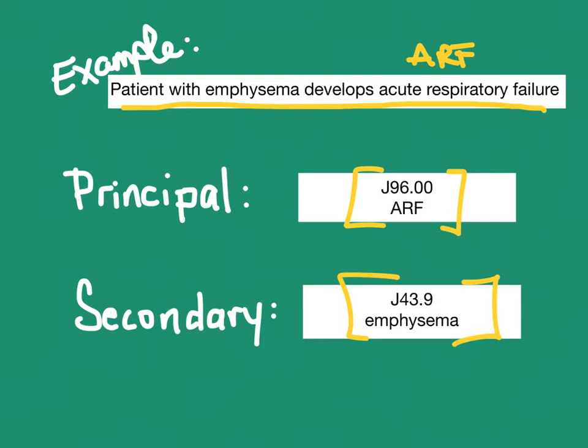So remember how in past discussions we referenced chapter-specific coding guidelines in the front of your CM code book? Well, acute respiratory failure is another one of those conditions that is referenced specifically within the guidelines. So again, take a look at those guidelines each week before you begin a new chapter of coding.